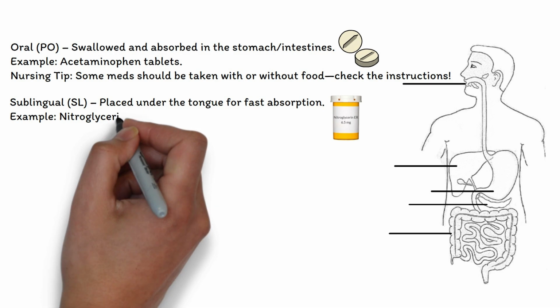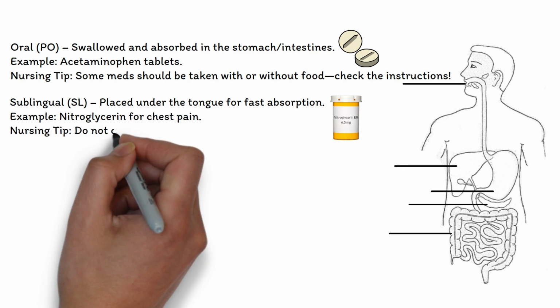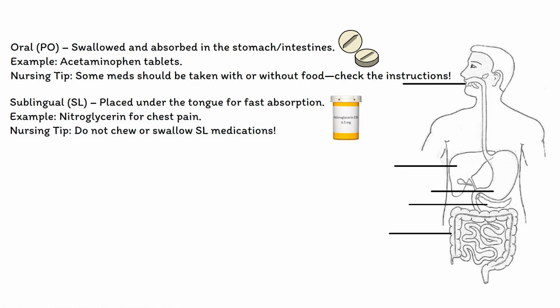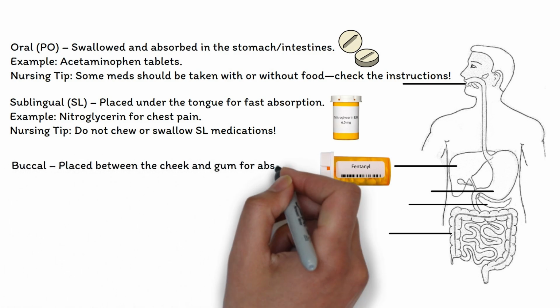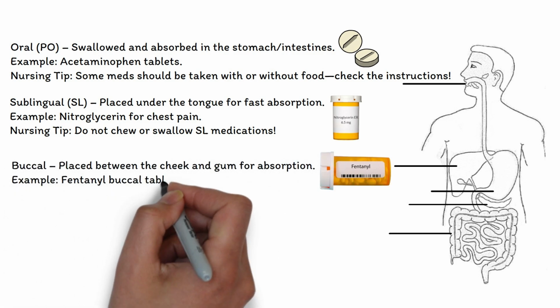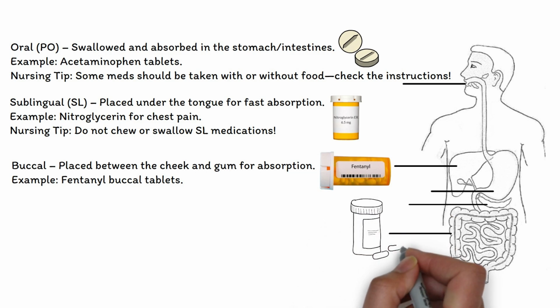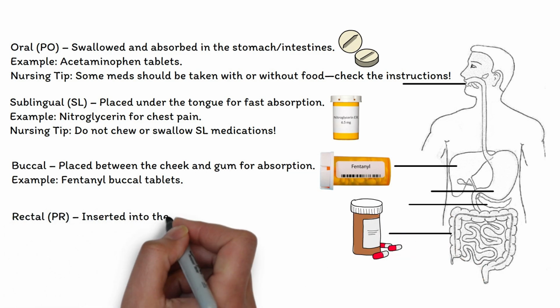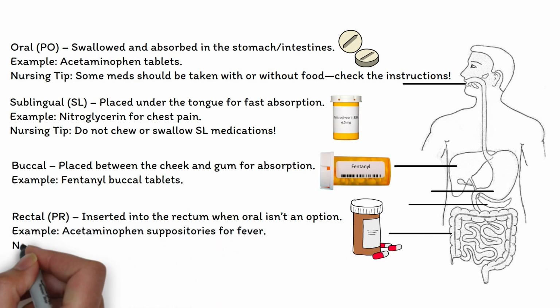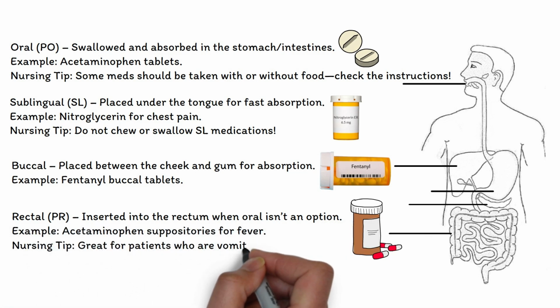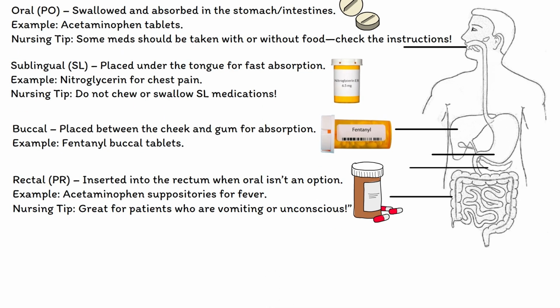Example, nitroglycerin for chest pain. Nursing tip, do not chew or swallow SL medications. Buccal, placed between the cheek and gum for absorption. Example, fentanyl buccal tablets. Rectal, PR, inserted into the rectum when oral isn't an option. Example, acetaminophen suppositories for fever. Nursing tip, great for patients who are vomiting or unconscious.